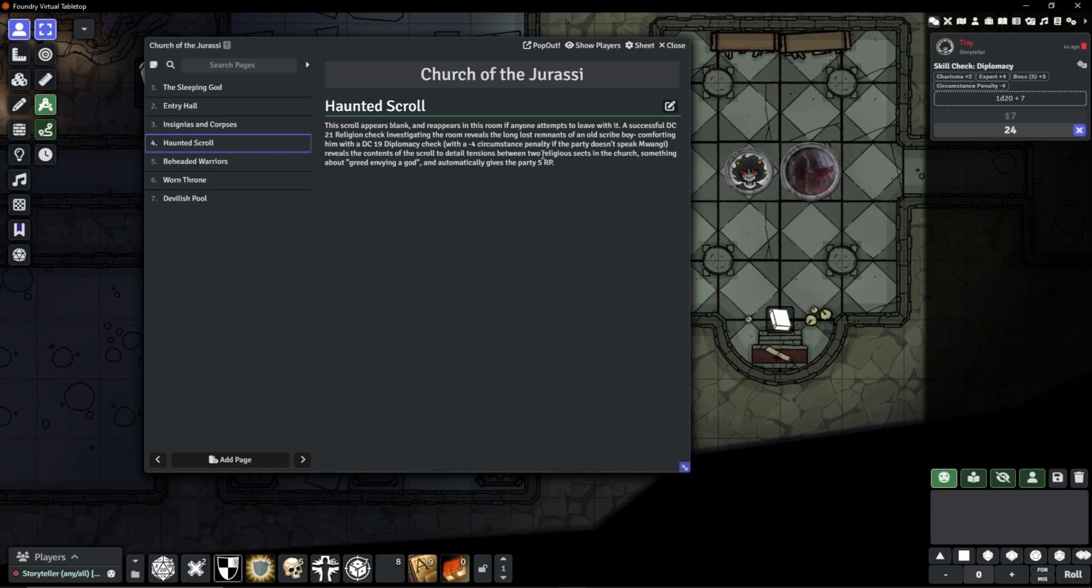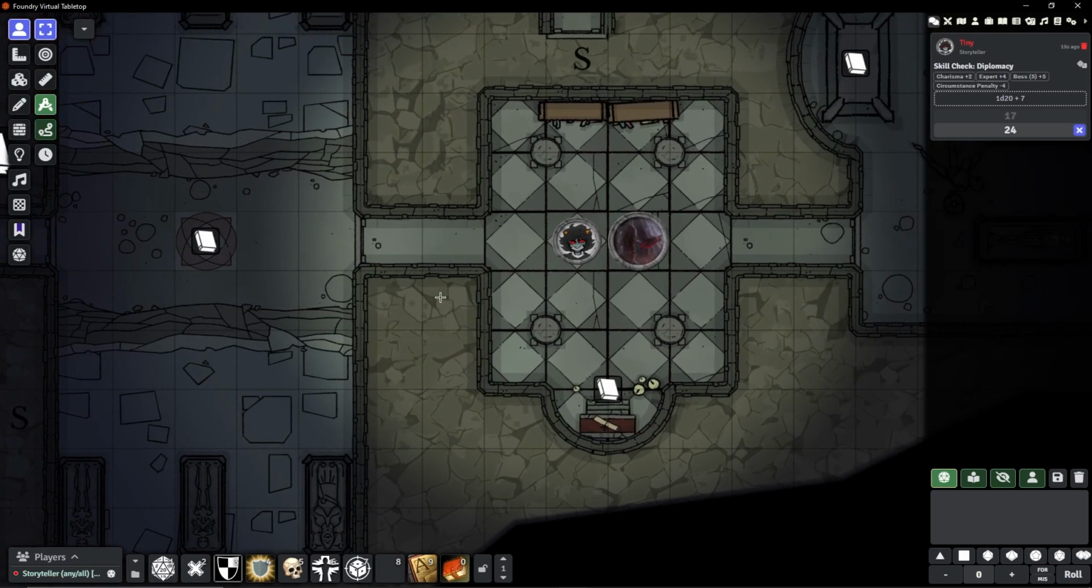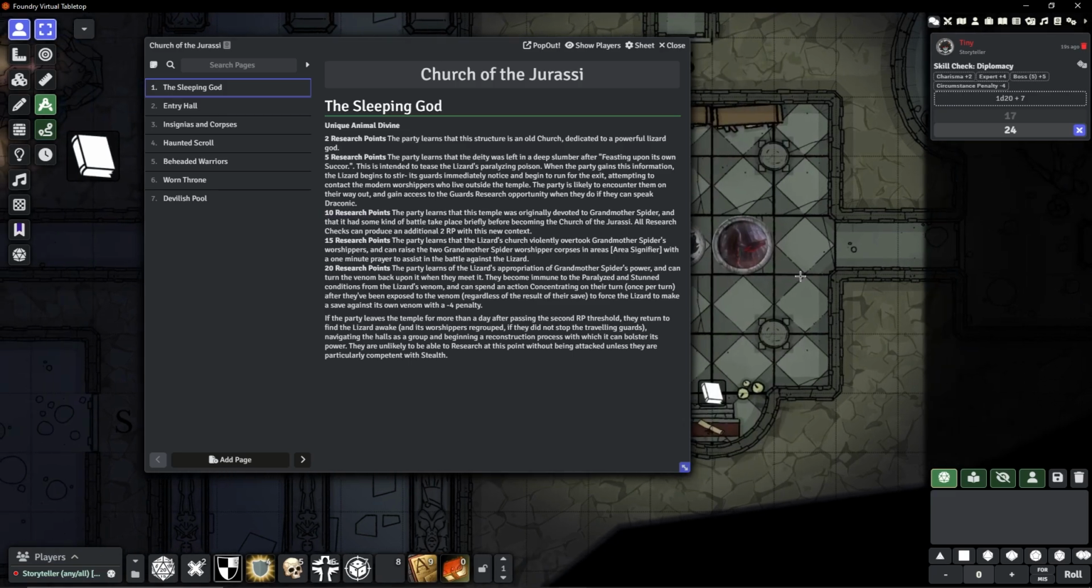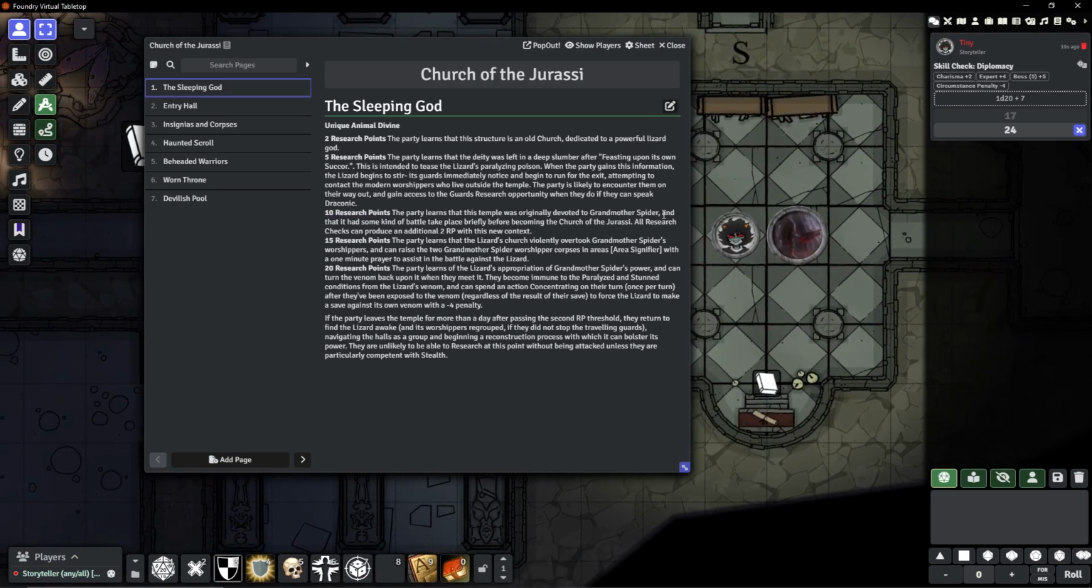It details tensions between two religious sects in the church, something about greed envying a god, and the party automatically gains 5 research points, which sets them up to 13. At which point they've passed the 10 research point threshold, learning that the temple was originally devoted to Grandmother Spider, and that some kind of battle took place briefly before becoming the Church of the Jurassi. All research checks can now produce an additional 2 research points with this new context.